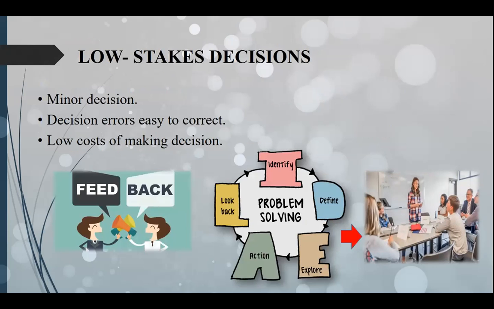Okay, we have low stakes decisions. These decisions are minor decisions. What I mean is that if we have the wrong decision, the cost wouldn't be so high. So the error will be easy to correct. As an example of a low stakes decision, we have, for example, change our teaching task.